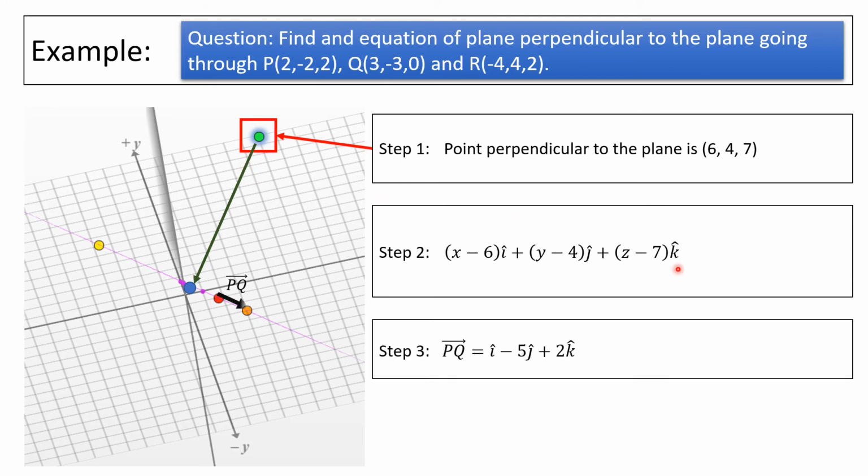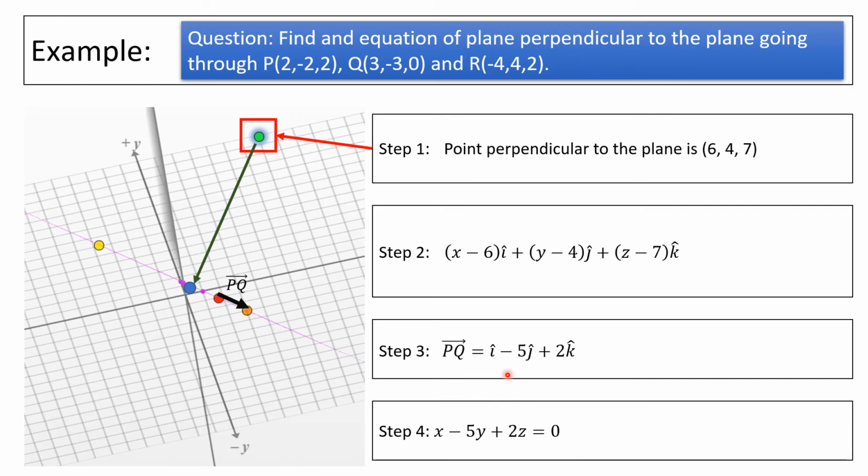Okay, now this is done, and we already have PQ, which is given here. When you take the dot product between the two and set it to 0, you will get this equation of plane: x minus 5y plus 2z. So in the next slide, we will see how this plane is going to look.